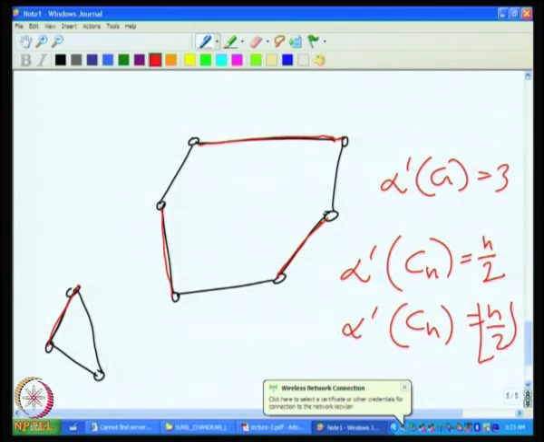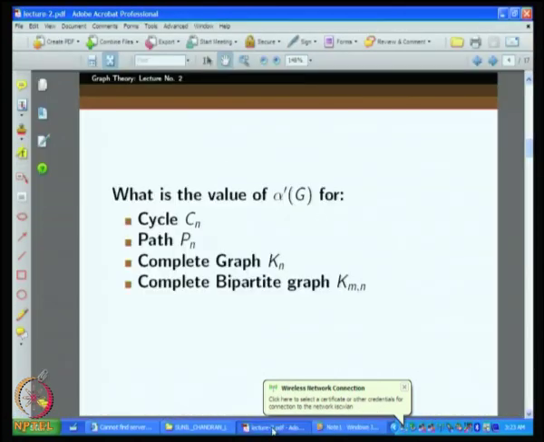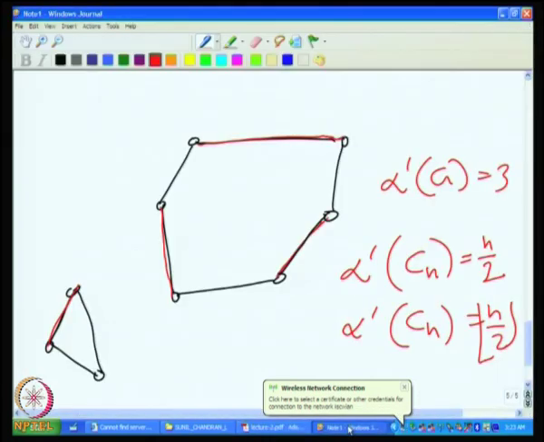Now another example I wanted to look at is the path, and similar case, the path.